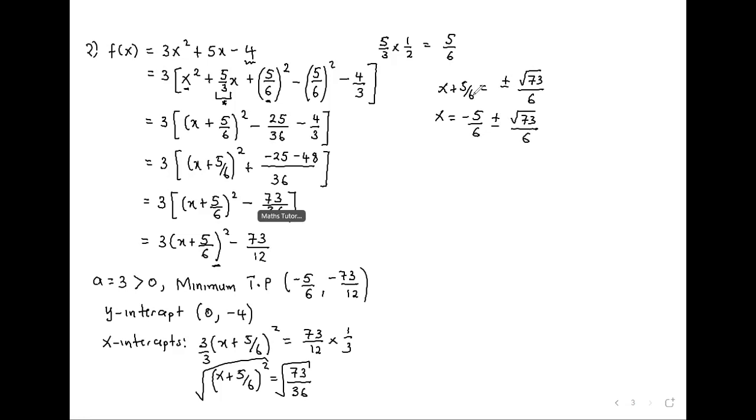Why is it negative in the turning point? Because you equate this to 0 and solve for x. So it will go the other side as a negative number.